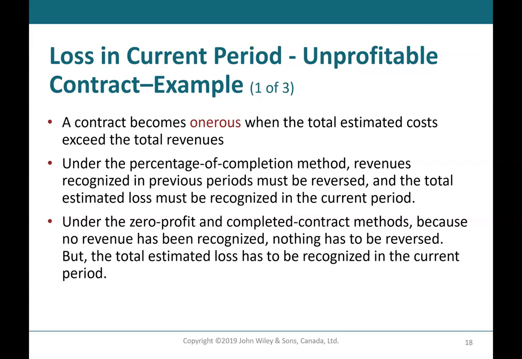Loss in current period, unprofitable contract example 1 of 3. A contract becomes onerous when the total estimated costs exceed the total revenues. Under the percentage of completion method, revenues recognized in previous periods must be reversed, and the total estimated loss must be recognized in the current period. Under the zero profit and completed contract methods, because no revenue has been recognized, nothing has to be reversed, but the total estimated loss has to be recognized in the current period.